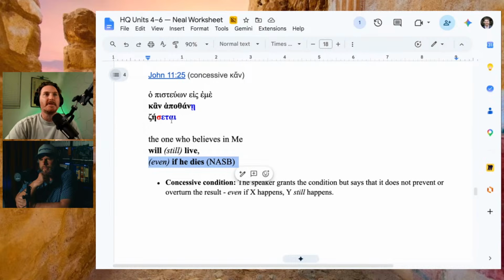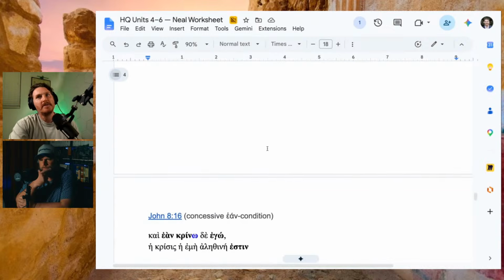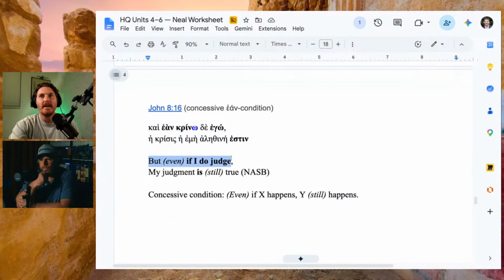Now here, what you have is a flip. You have the apodosis first, and then you have the protasis, right? Because it's if he dies, or even if he dies. Even is not in the Greek, but I'm sticking it in there in the translation because this concessive statement, the concessive condition, is the speaker grants the condition, but says that it doesn't prevent or overturn the result. So even if X happens, Y still happens. So even if you die, you're going to still live. Even if you die, right? And then even if I do judge, my judgment is still true. And then you have ean krino, and these are very, very simple.